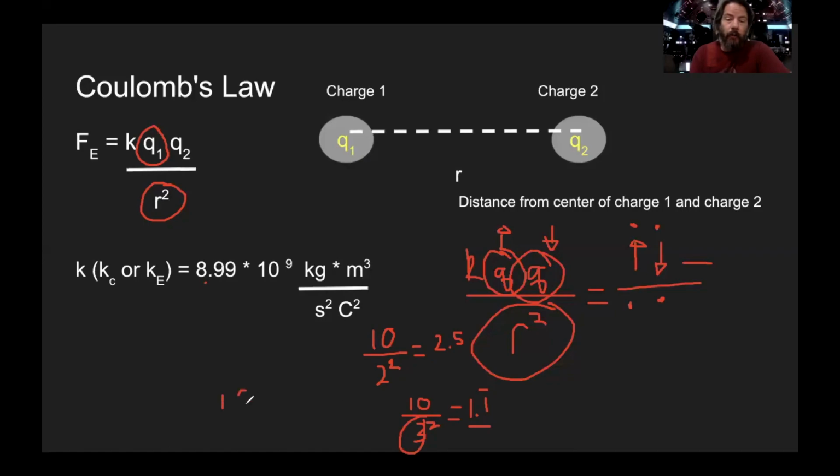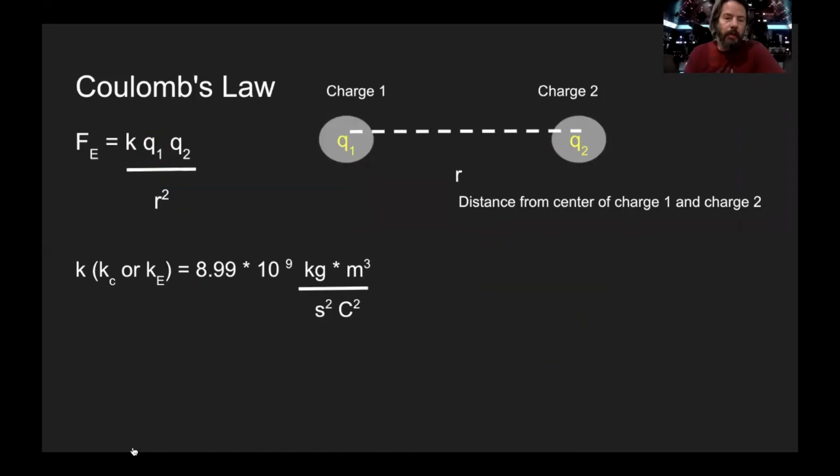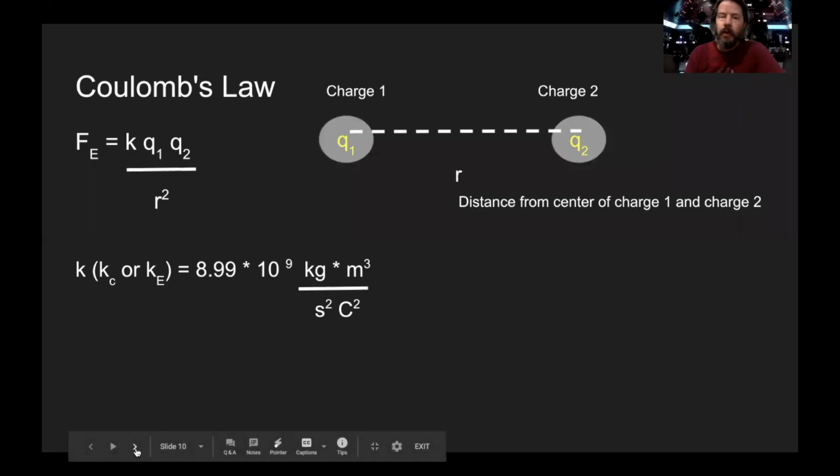If I go the other way, 10 divided by 1 squared, so they got closer together, 10 divided by 1 is 10. So the force got greatly bigger. So the closer together they get, the force gets bigger. The farther apart they get, the force gets smaller, okay? That's called inversely proportional. So I hinted at it, but you've probably already guessed it.